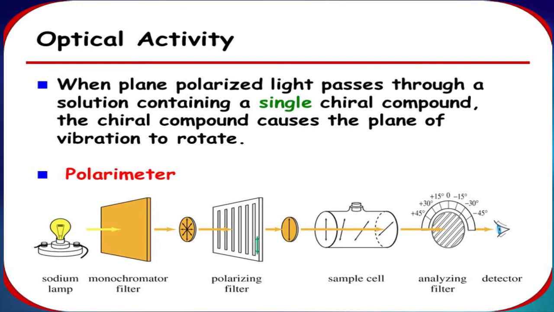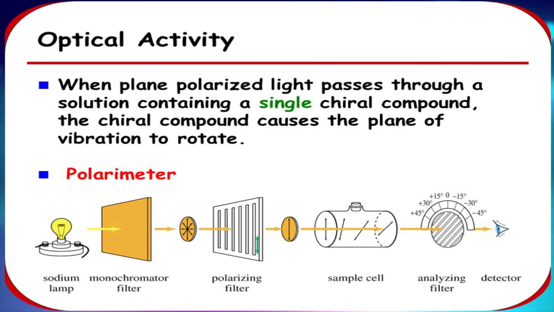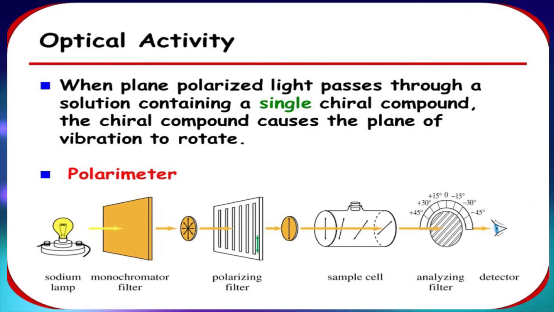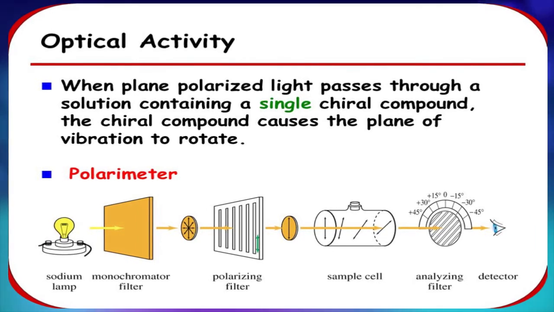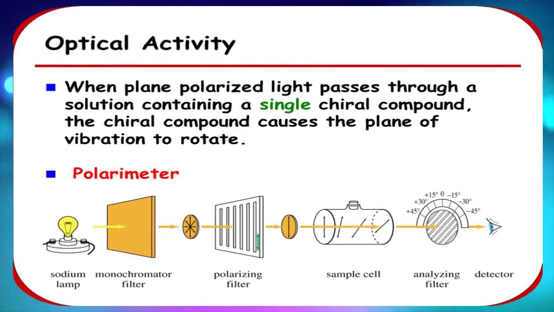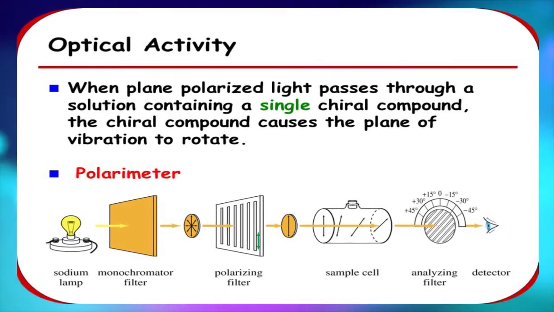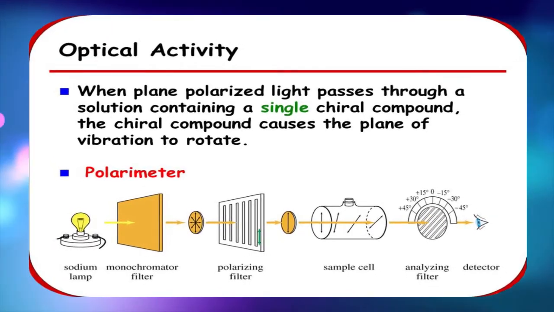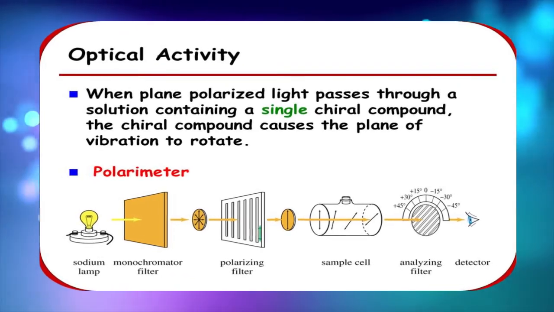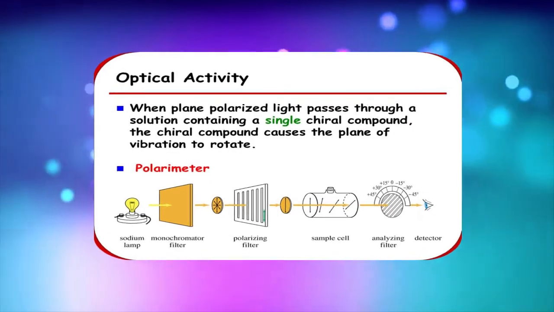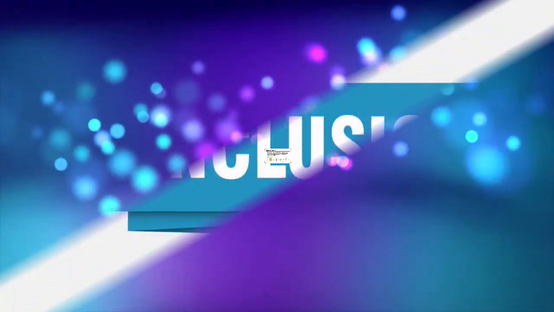First of all we will fill the sample in the sample tube, and then we will switch on the sodium vapor lamp, and it will pass a monochromatic beam of light through the monochromatic filter and the polarizing filter, and it will fall on the sample, and then the rotation will be measured by the analyzer, and we will act as the detector. We will detect the rotation that is happening. So this is the phenomenon of optical activity and the working principle of a polarimeter.